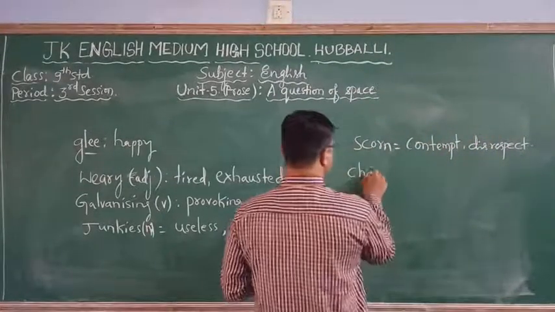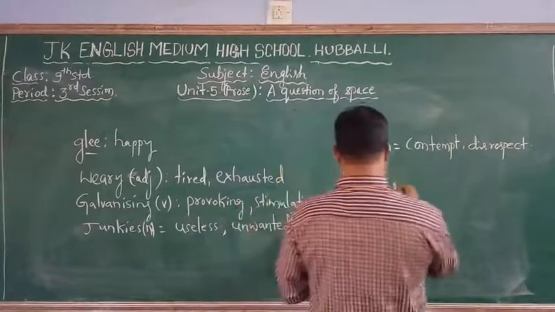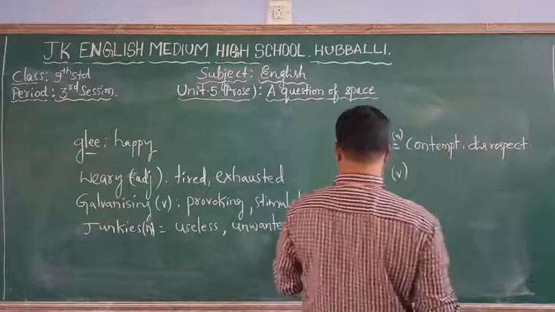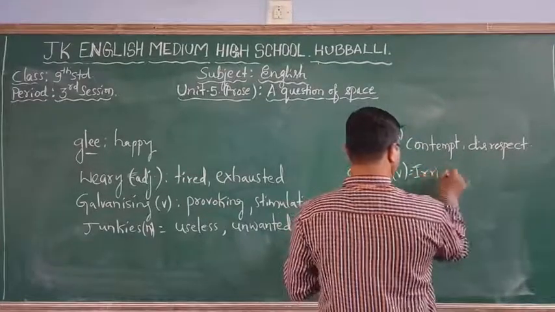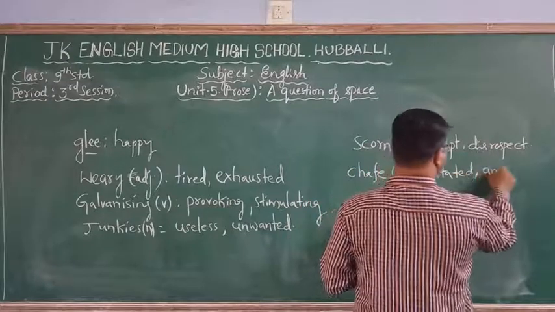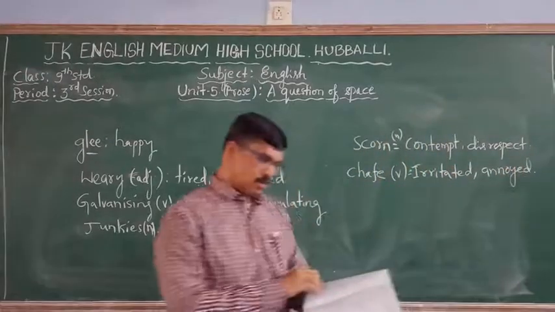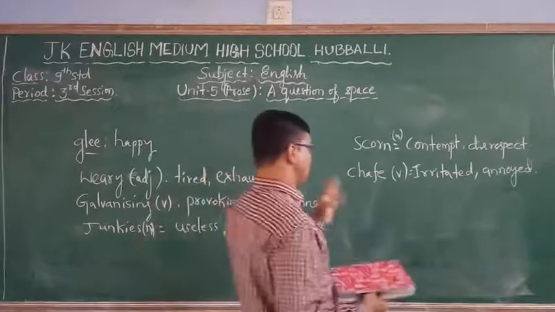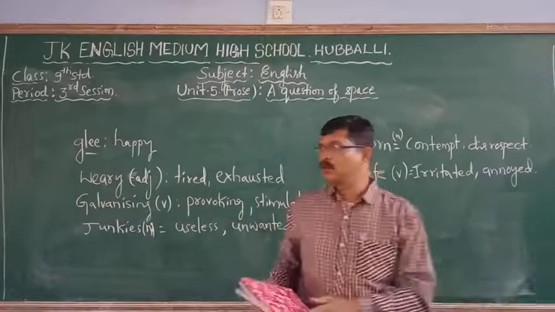So chafe is a verb, scorn is a noun. Chafe means irritated, annoyed. So the words of the parents, basically in the beginning, were irritating and annoying to Vikrant.